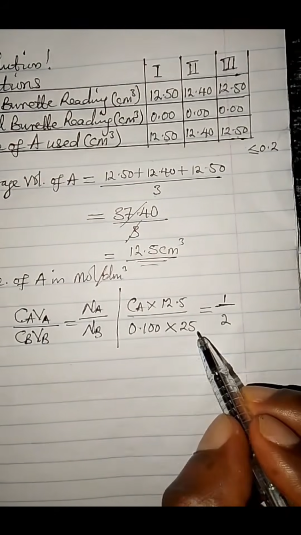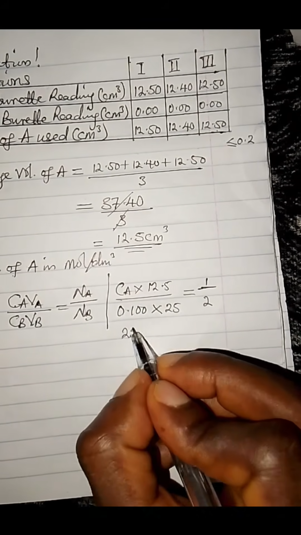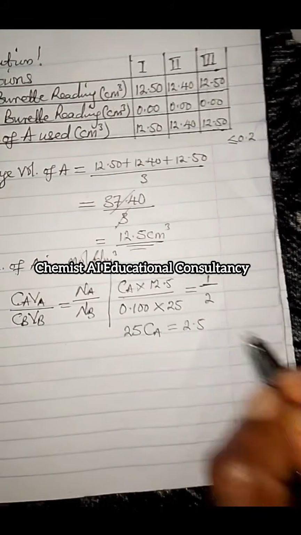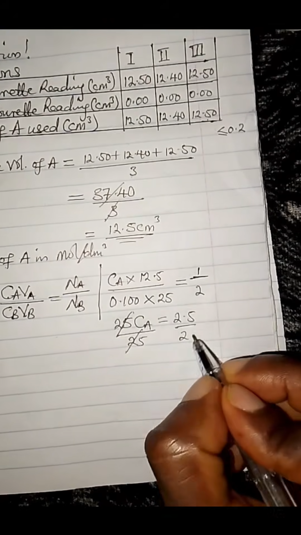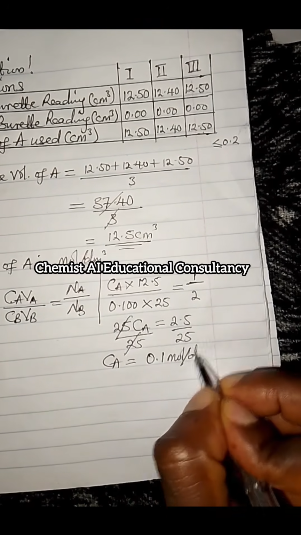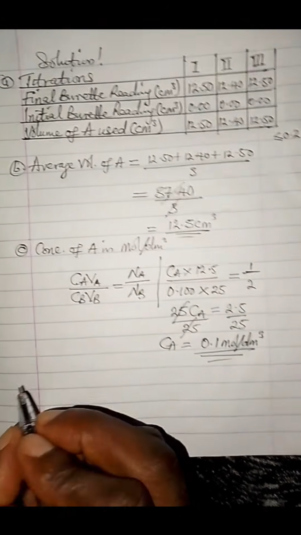Now you cross multiply. 12.5 times 2 is 25. So we have CA times 25 equals 0.1 times 25 times 1 is 2.5. Now if you divide both sides by 25, you get CA as 2.5 divided by 25, which is 0.1 mole per dm cube. This is the concentration of the acid in mole per dm cube.